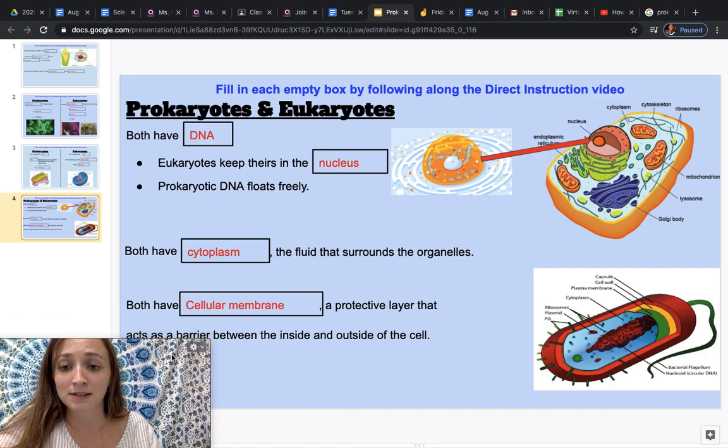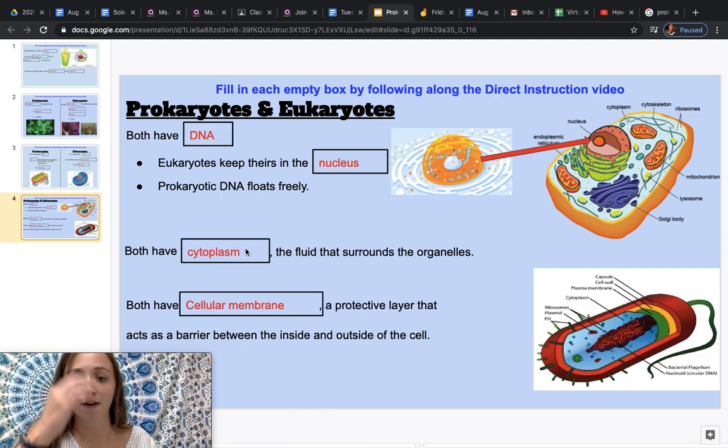Also, eukaryotic cells and prokaryotic cells both have cytoplasm. That's that blue liquidy fluid that surrounds all the bits and parts, or if it's a prokaryotic cell, it just surrounds the DNA. And they both have cellular membrane. It's kind of the outside part that acts as a gate, and it protects the inside of the cell. It determines what comes in, what goes out.